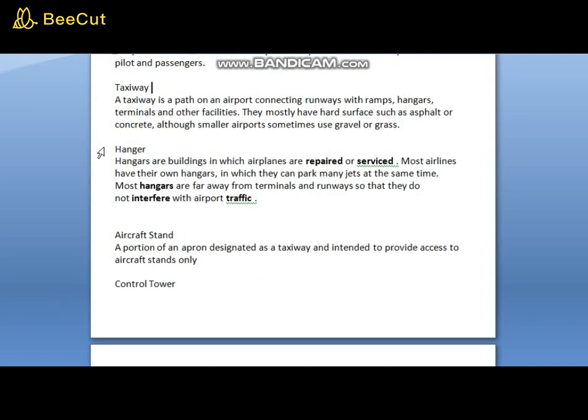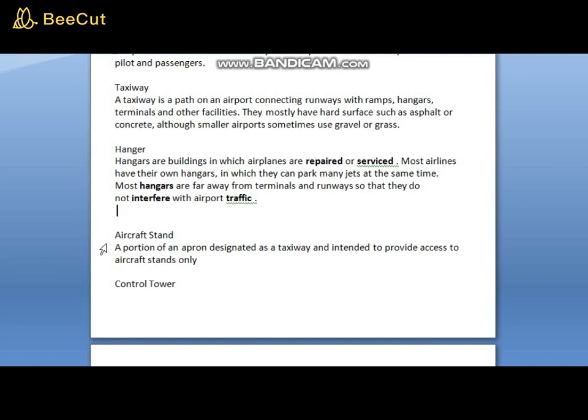Hangar. These are important. After the apron, the next important part is the hangar. Hangars are buildings in which airplanes are repaired or serviced. Most airlines have their own hangars in which they can park many jets at the same time. Most hangars are far away from the terminals and runway so that they do not interfere with airport traffic.